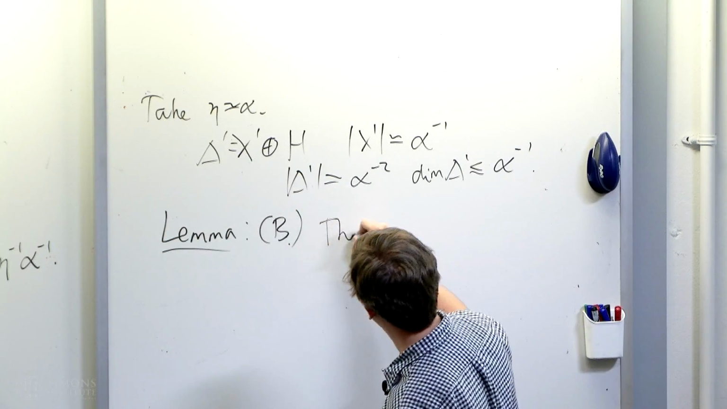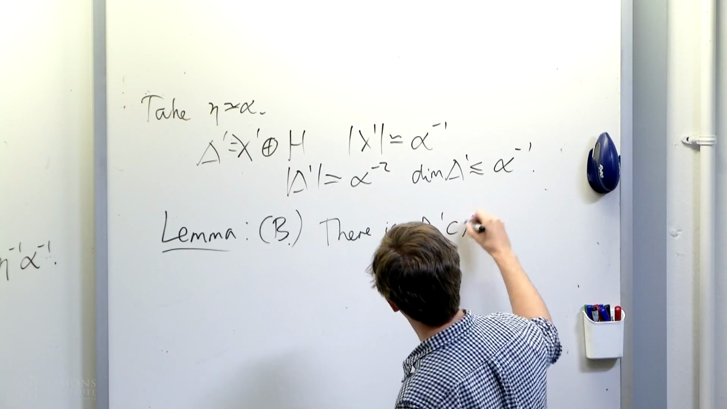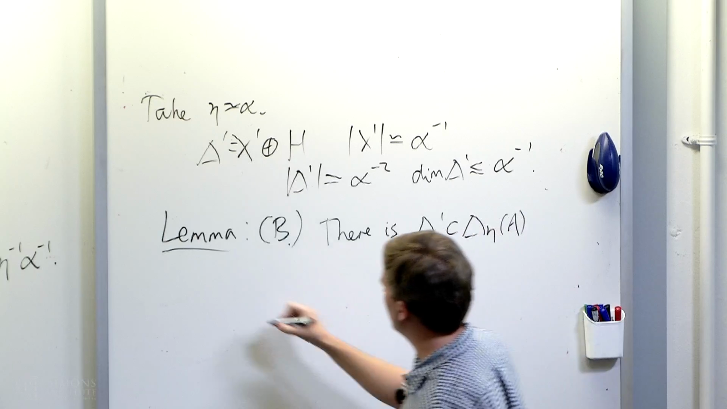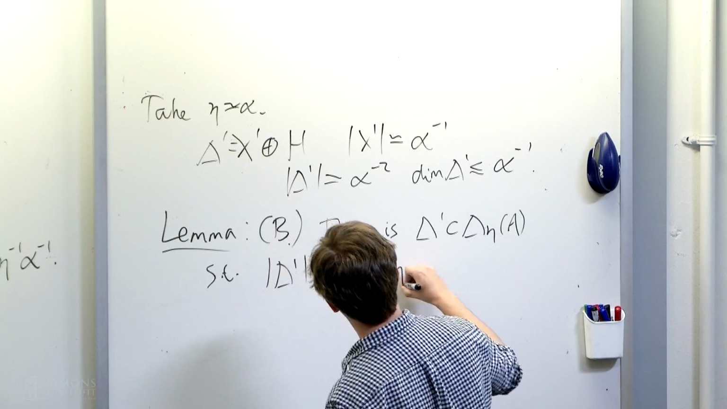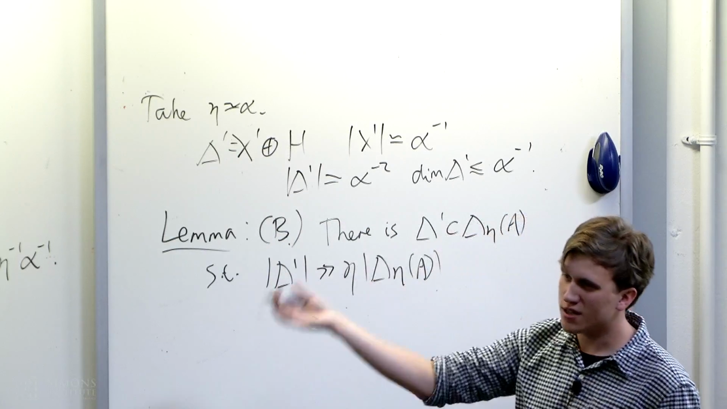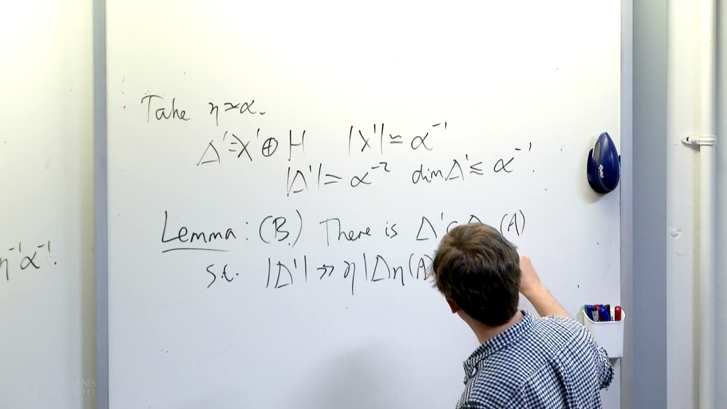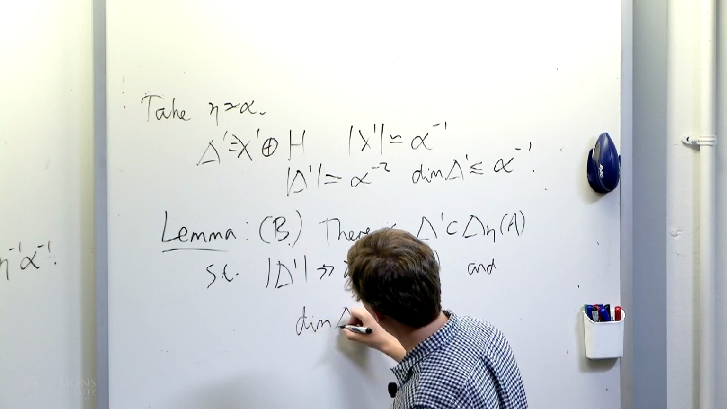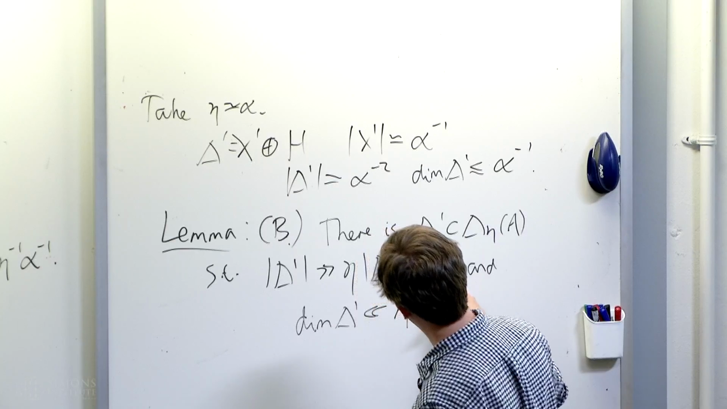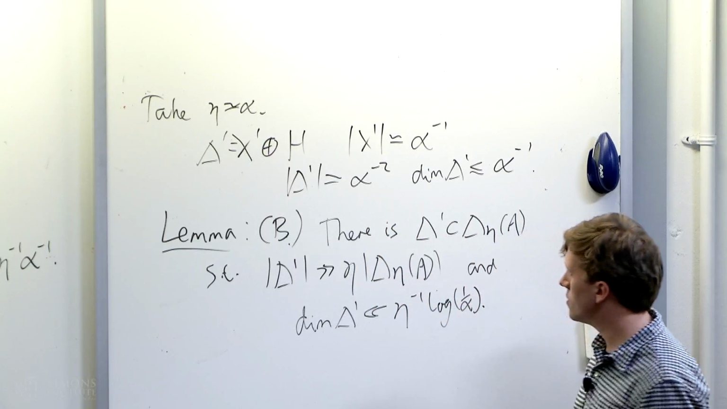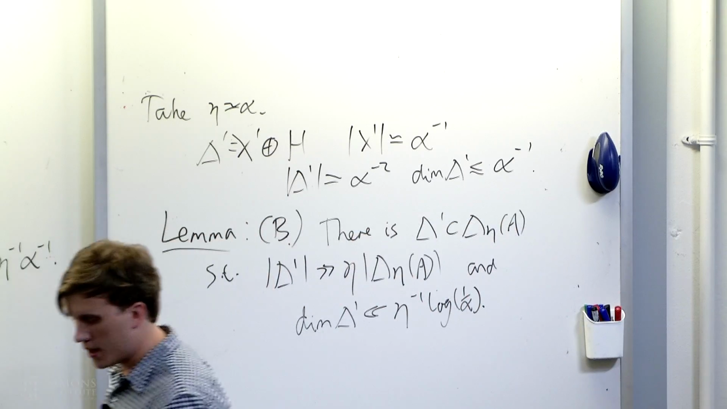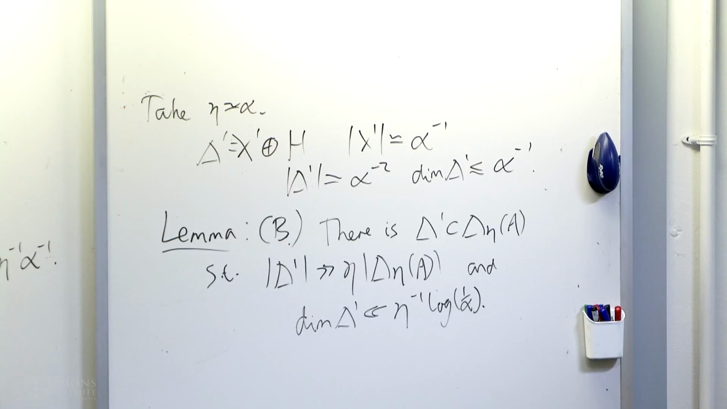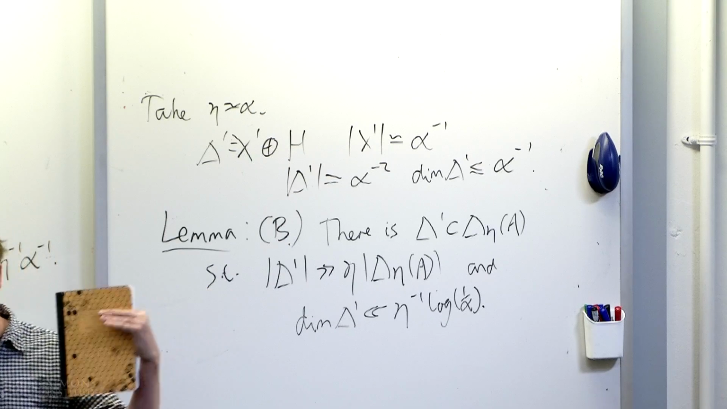So you can show that there is a delta primed subset of delta eta of A, such that the size of delta primed is at least eta times the size of my original spectrum. So I've lost something in the size, but maybe I can afford to do that. On the other hand, I've gained an equal amount in the dimension. So this is already a more promising structural result. It really is a refinement of Chang's lemma that's suitable for some applications, in particular applications where you're actually dealing with large spectra.